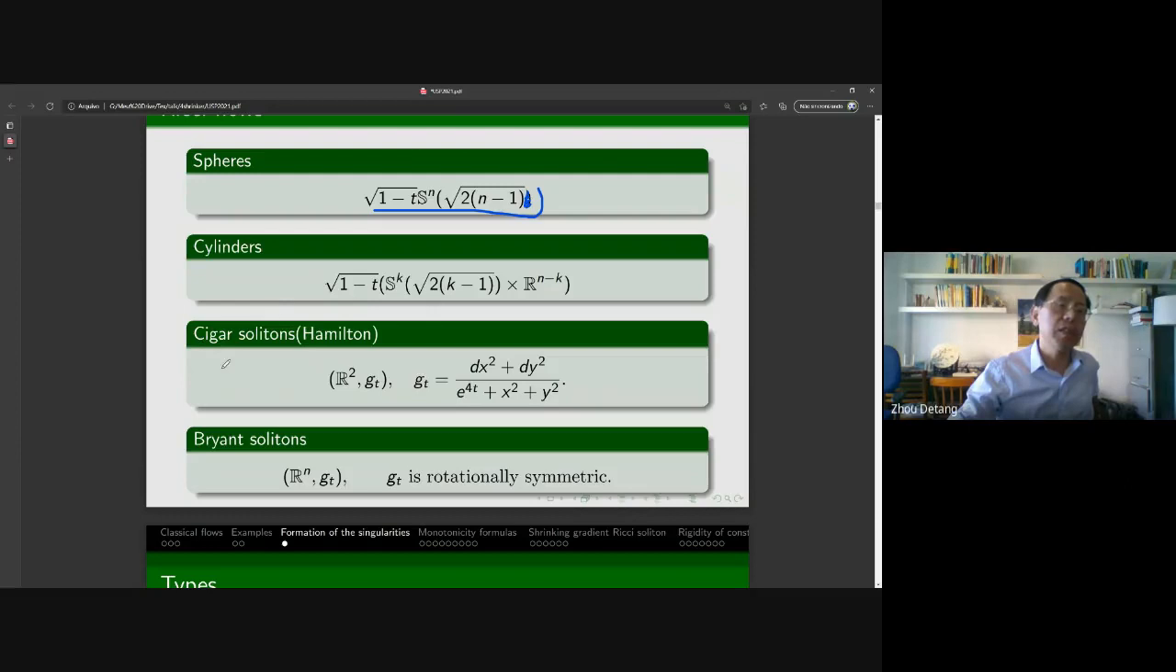So you also have cylinders, for the same reason as this one. Hamilton constructed the translated soliton, which is called the cigar soliton. Also, all the rotationally symmetric solitons were solved by Robert Bryant, which we now call Bryant solitons.